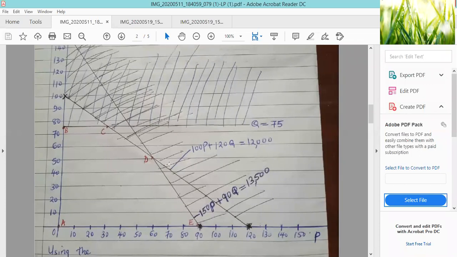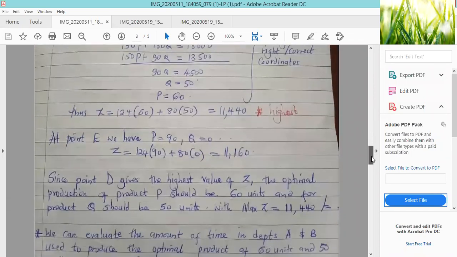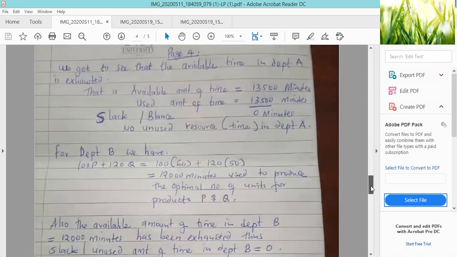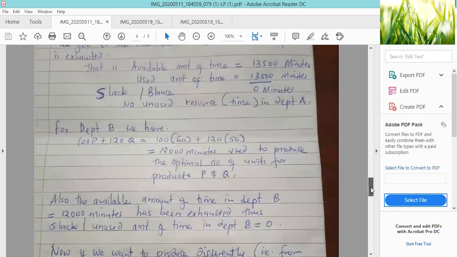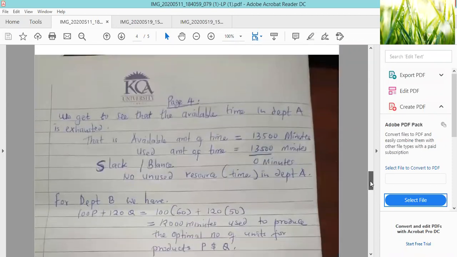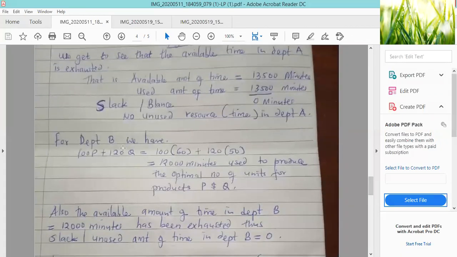And the other one was 100P plus 120Q less than or equivalent to 12,000. If you come back and substitute your values of P and Q found at the optimal point in the two equations, you realize that we have already exhausted those amounts. There's no balance at all. The total amount available will have been fully utilized, and the slack value will actually be zero.